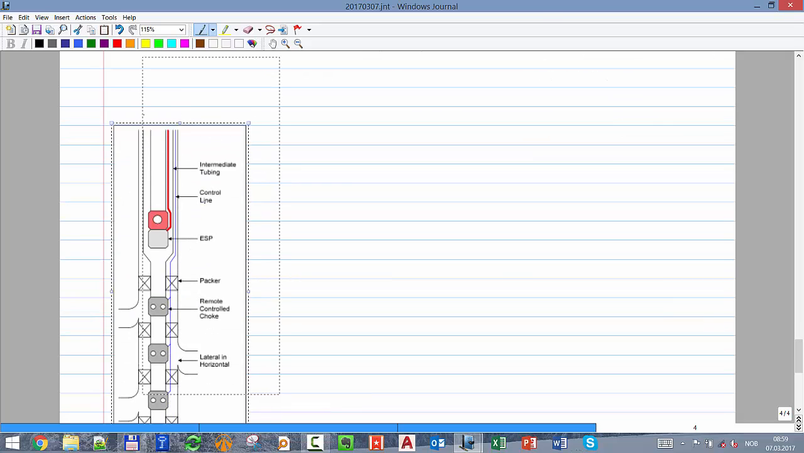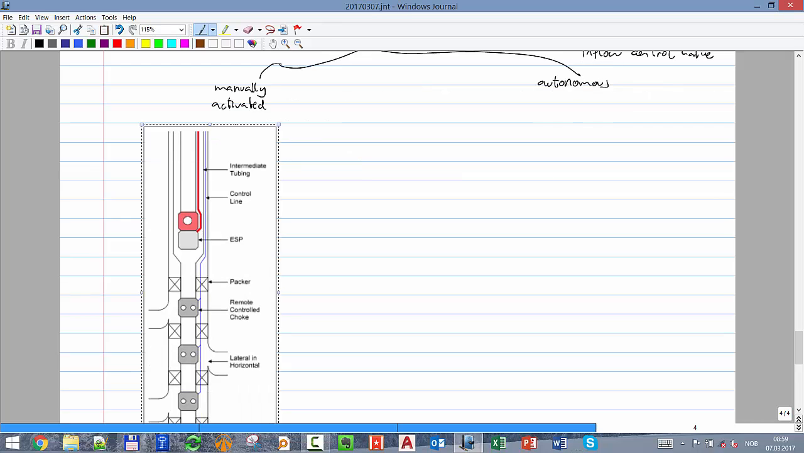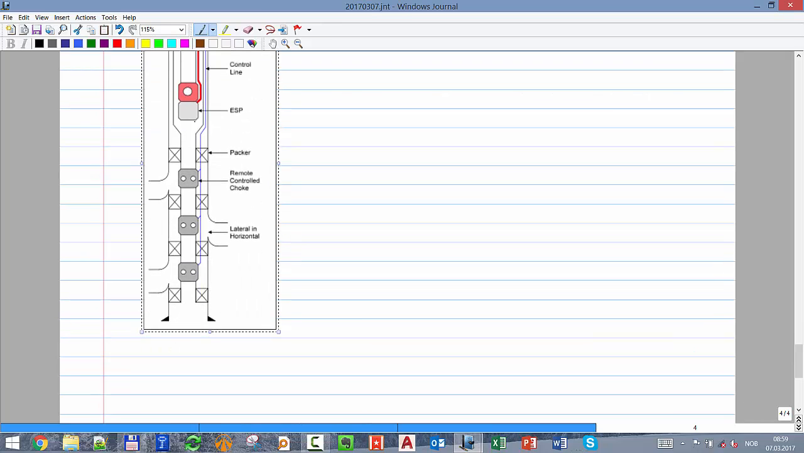Okay, if I want to activate manually, you have to have an operator at the surface controlling what will be the opening. You have to have a hydraulic line. All of these things are controlled by pistons. So let me just try to make a sketch.